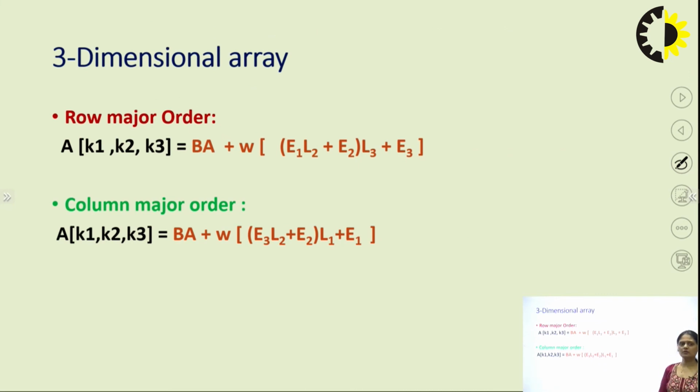So suppose let's go for the 3-dimensional array. Row major order, k1, k2, k3. Over here, this is the formula for row major order: the base address plus w into E1, the effective index of the first dimension, times L2, the length of the second dimension, plus E2, the effective index of the second dimension, times L3, the length of the third dimension, plus E3. This is the formula for row major. Similarly, there is a formula for column major also: base address plus w into E3 L2 plus E2 L1 plus E1.